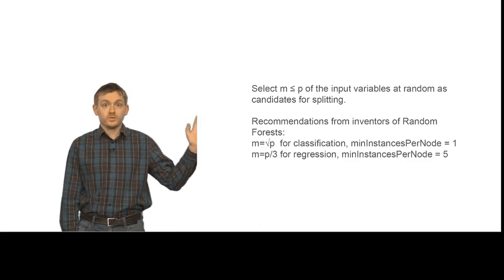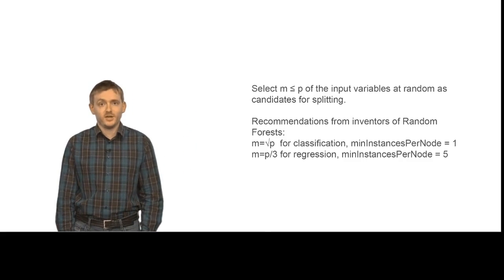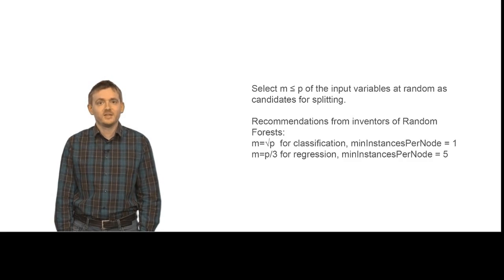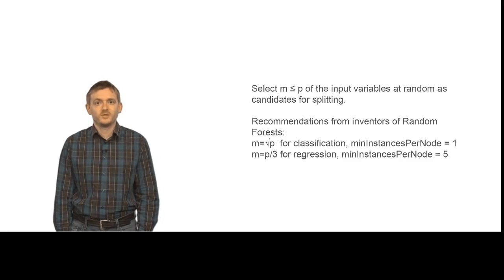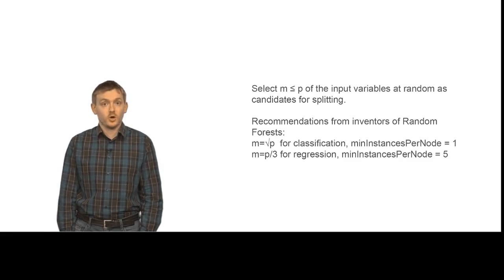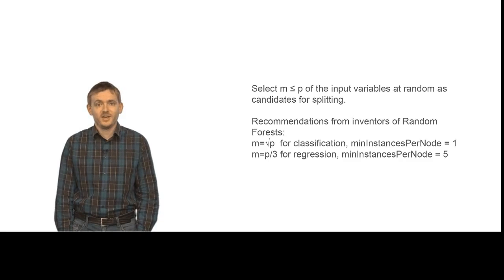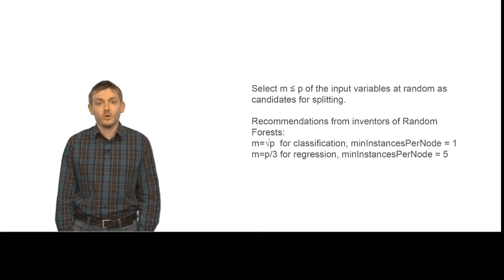Here are some recommendations from the inventors of the random forest. They recommend to use m equals square root of p for classification, where p is the total number of variables. And in case of regression, they recommend to use m equals p divided by 3. And also the minimum instances per node in the decision tree should be 1 in case of classification and 5 in case of regression.